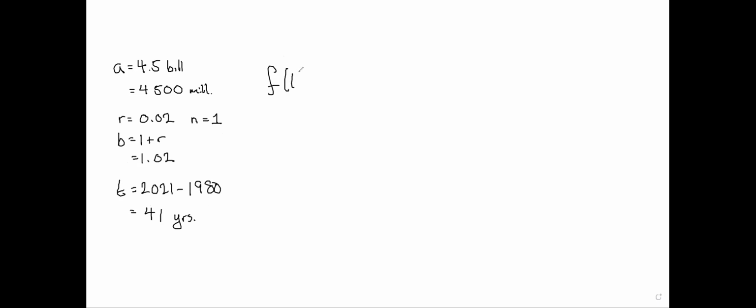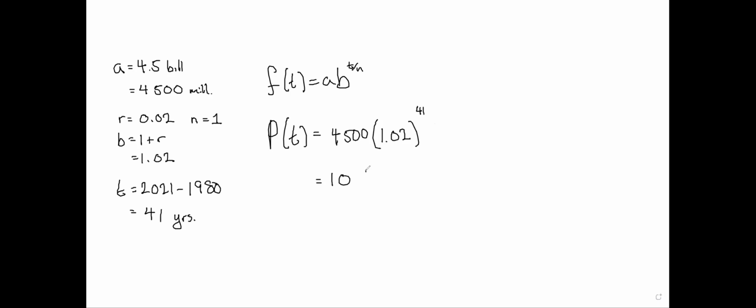So using this template as my equation, the population when 41 years has passed is 4,500 million times my growth rate of 1.02 to the power of 41 over 1 year. You should be getting 10.135. Okay, perfect, thank you. I just wasn't sure how to get the t value. Got it. All right, thank you. Have a good afternoon. Yep, you too.